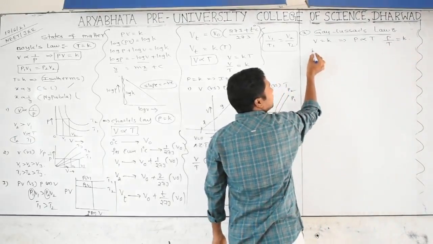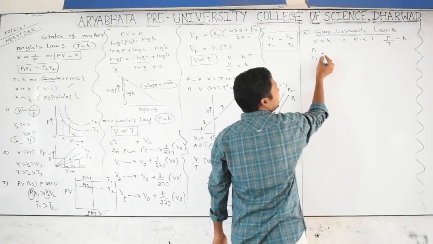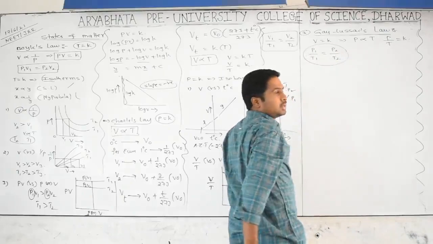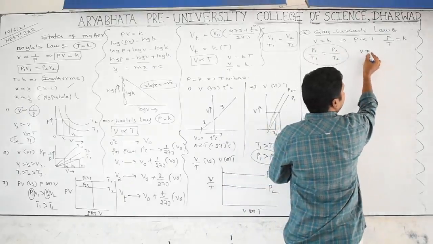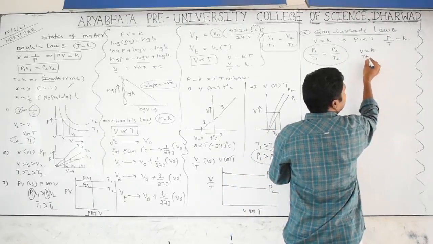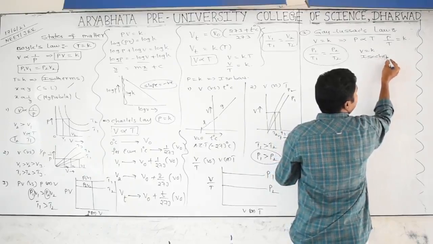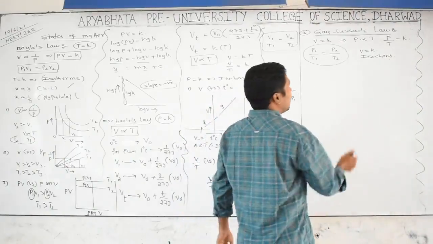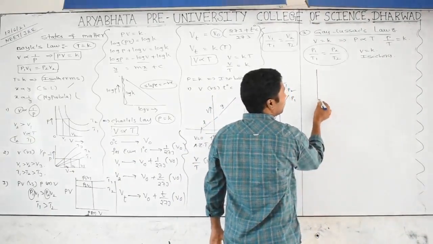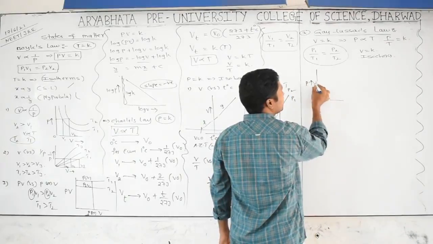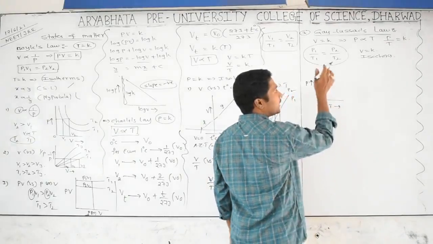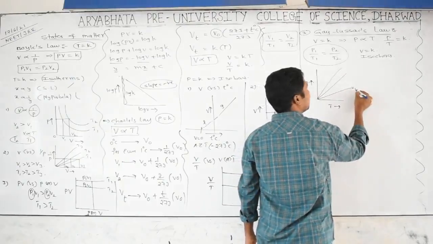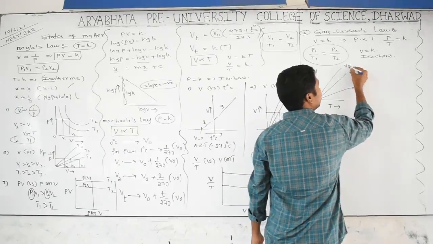The same concept you are applying at two different conditions, P1 by T1 is equal to P2 by T2. The graphs which will be drawn at constant volume are called isochores. If you are taking pressure on the y-axis and temperature on the x-axis, you are getting a directly proportional relation. That's why you are getting straight lines, like V1, V2 and V3.